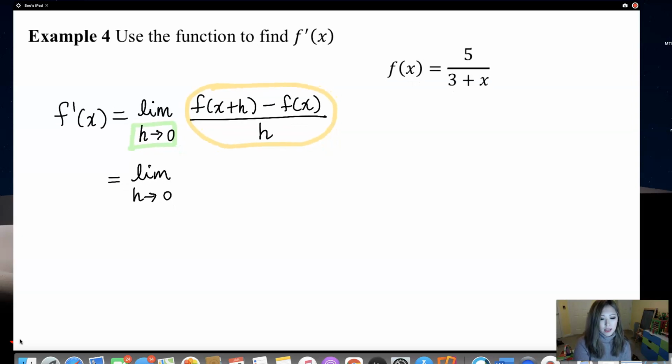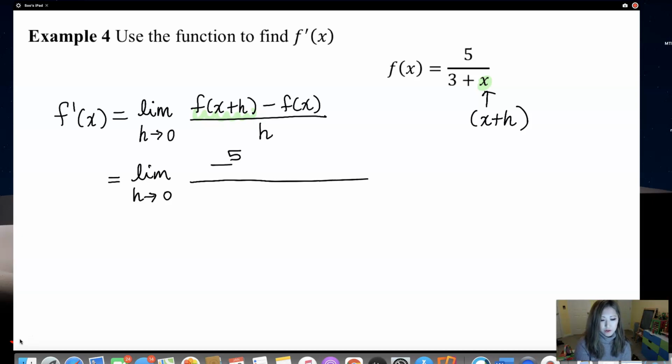Okay? So let's find the first part, f of x plus h. I'm going to plug in x plus h right there. So the big fraction bar, I will have 5 over 3 plus x plus h. I will write that down. 3 plus x plus h. So what I just wrote down is f of x plus h.